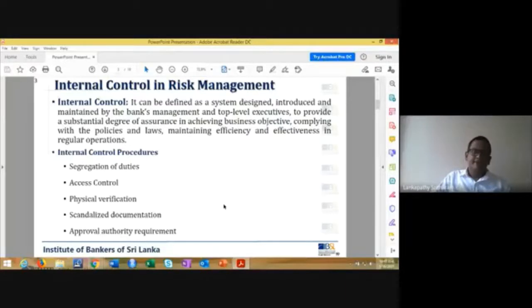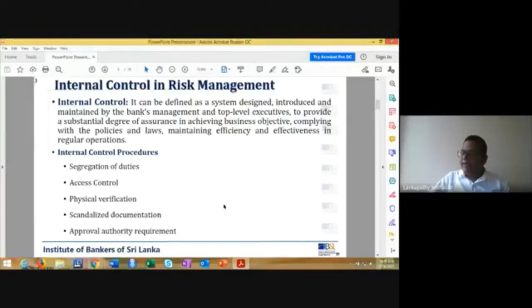When there is a procurement, this is segregated into several layers. Somebody has to approve, somebody has to certify, somebody has to ensure that the goods have been received, somebody has to make the payment. Likewise, one process is segregated among several officers. Why this segregation of duties? To avoid errors or fraud. That is one. Another internal control procedure could be access controls.